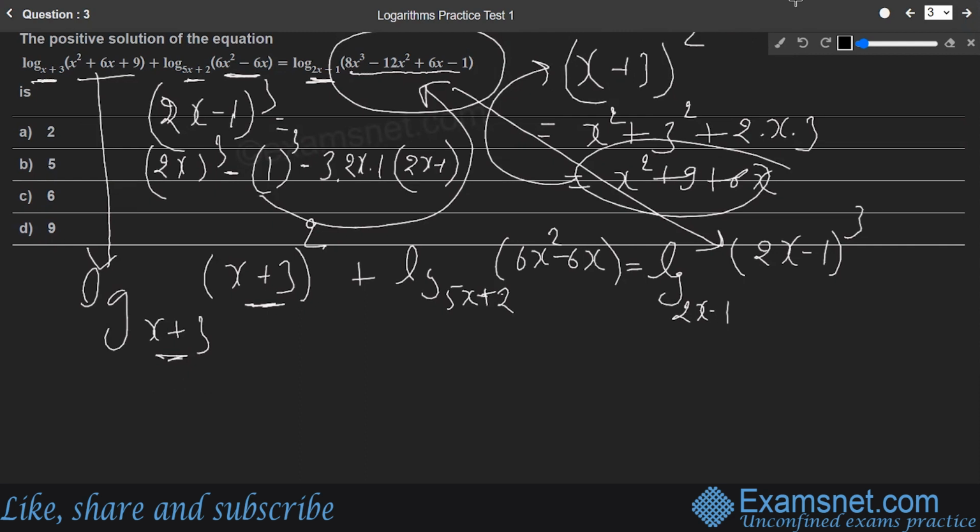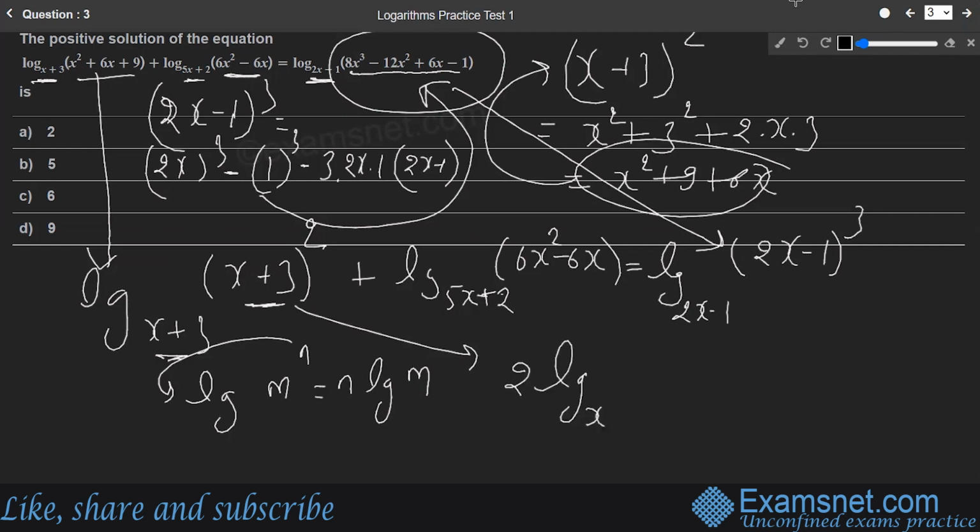There's a power of (x plus 3) whole square over there. Now we can use a property. That property is log of m to the power n can be rewritten as n log m. So using this, in place of this, we can bring down the 2 at the back: 2 log base (x plus 3), and then it will be (x plus 3) again.